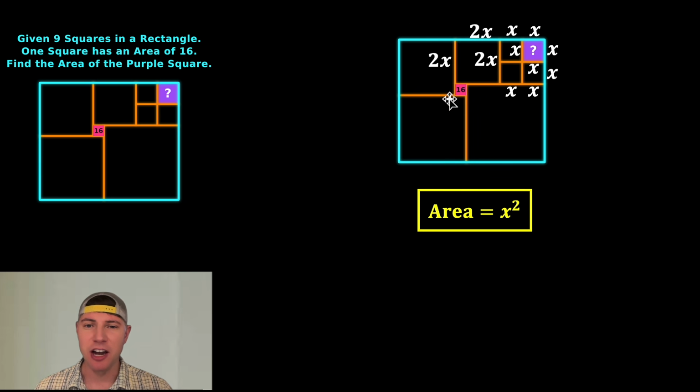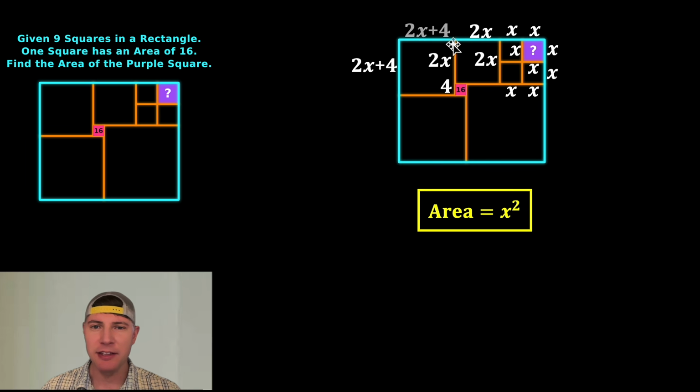Next, let's focus on the upper left square. This piece of this side is going to be equal to 2x. This remaining portion will be the side of this pink square, which is going to be equal to 4, because 4 times 4 is equal to 16. So that means this side of the square will be equal to 2x plus 4, and the top and the bottom as well. We're just cruising along here.